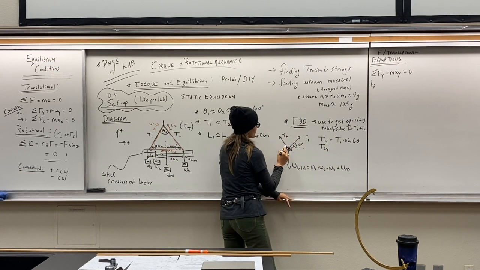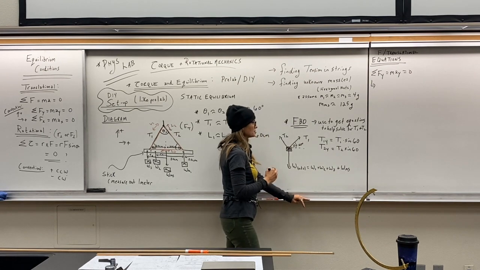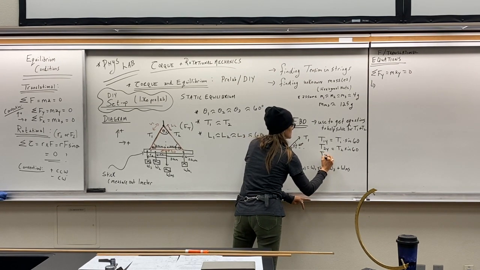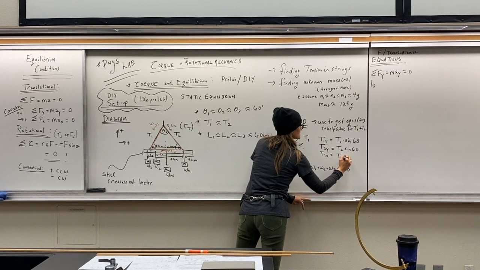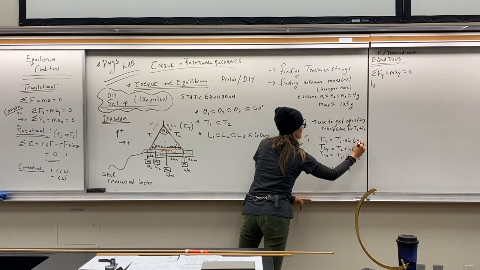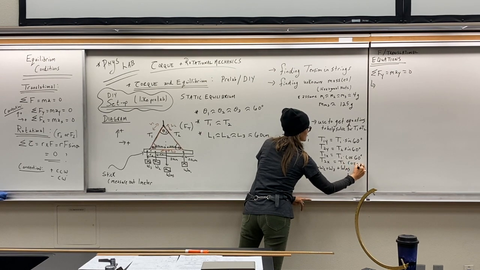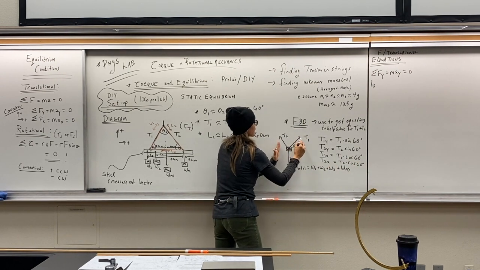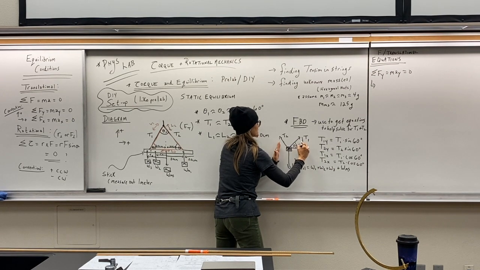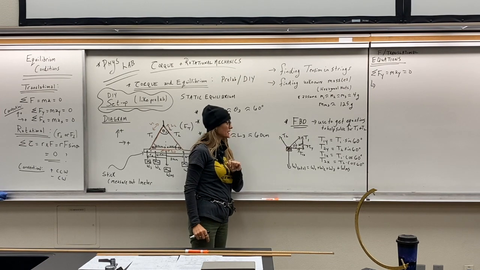And T2Y would be the same way. That would be T2 sine 60. Now the X components would be just the cosine of those angles. Okay. Because what we have here, when we make our triangle, this is the opposite angle. So that's T1Y, and that's T1X. And you have a similar setup on this side as well.